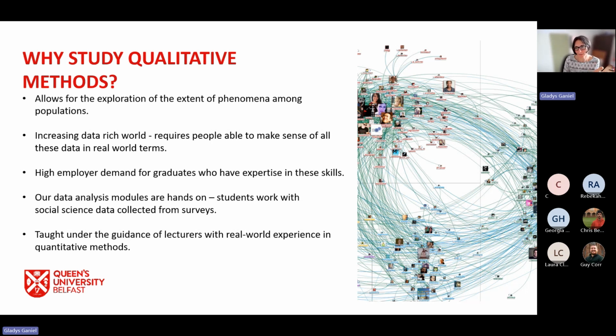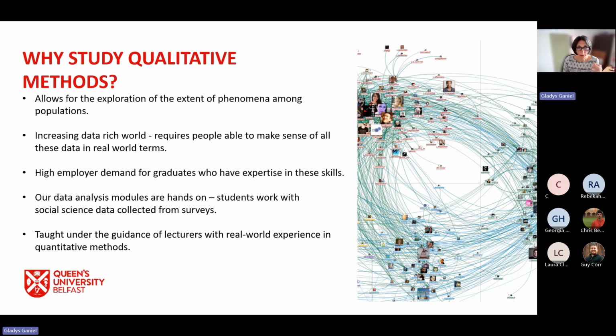So basically quantitative methods. So this is using your numbers, doing surveys, doing survey analysis, that sort of thing. This allows you to explore the extent of a phenomenon among populations. So we live in an increasingly data-rich world. Numbers are being thrown at us all the time, and this course will give you the skills to be able to make sense of all that and to interpret the data that's out there in real world terms.